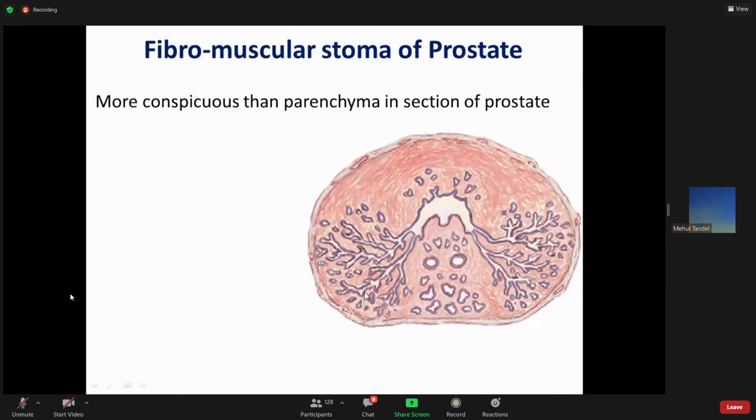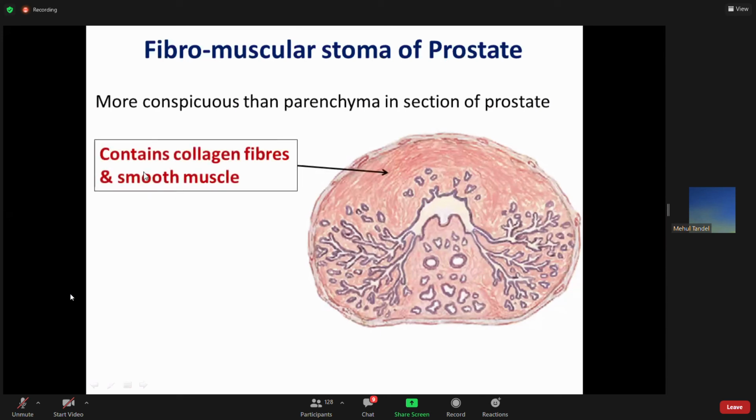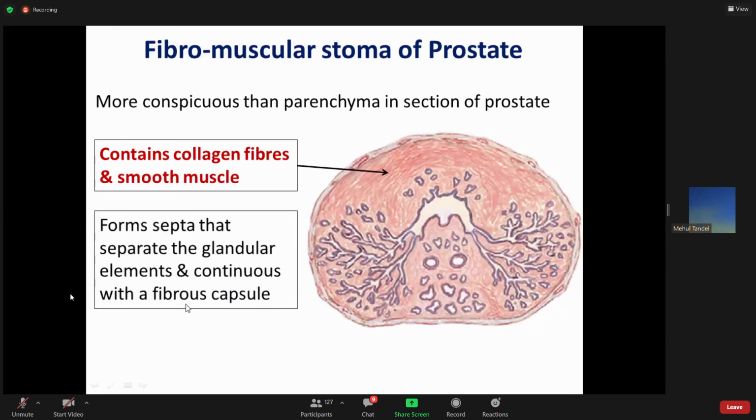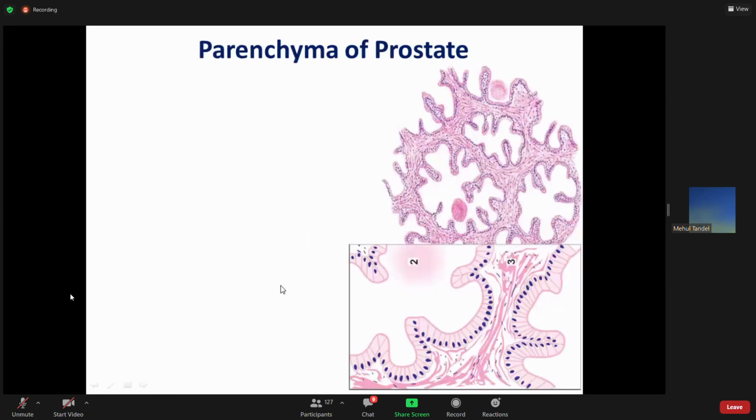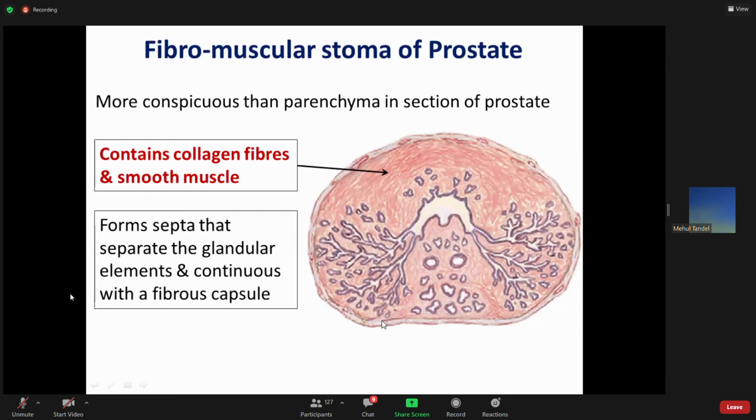This fibromuscular stroma contains collagen fibers and smooth muscle. नाम मत भूलो. Fibromuscular: fibro means fibers, mainly collagen fibers, and muscular means smooth muscles. This stroma also forms the septa, which separate the glands and continue with the fibrous capsule. So this is the structure of stroma. Stroma में इतना ही याद रखना है.